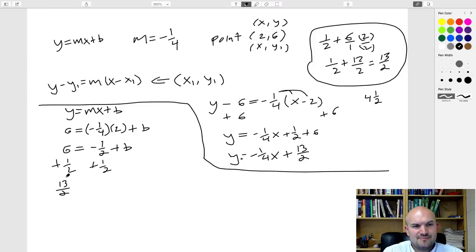I'm not sure if it's your understanding of the problem or how to do it, but it's really the understanding with fractions. And then now you just go back to your y equals mx plus b form and you replace b with 13 halves.